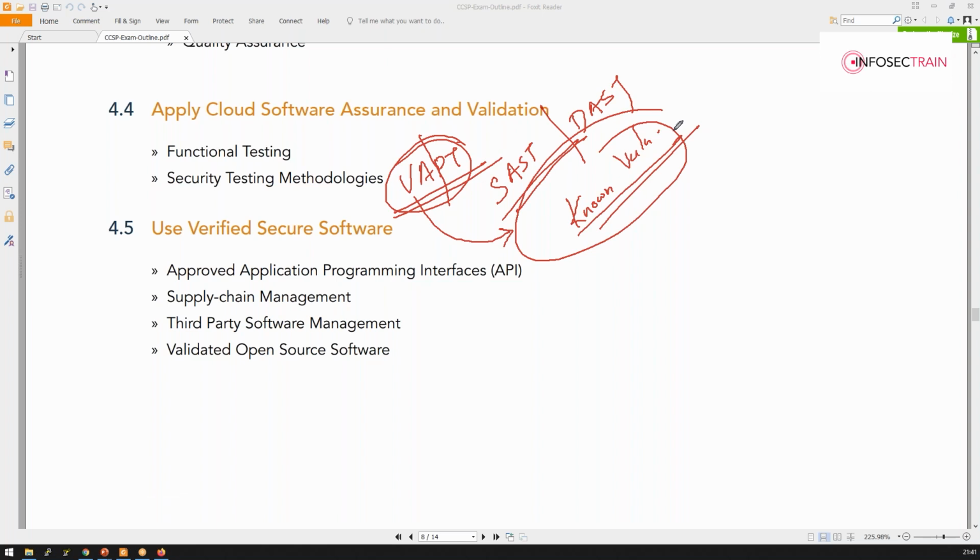And penetration testing is all about exploiting the vulnerabilities. So I know that there is a vulnerability. By utilizing the vulnerability, can I basically compromise something, or can I get some information? That's what you call penetration testing.